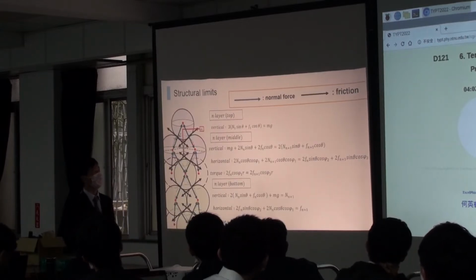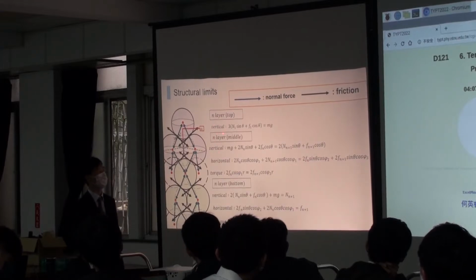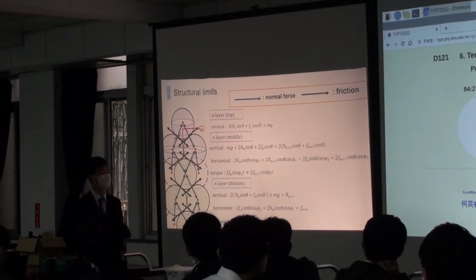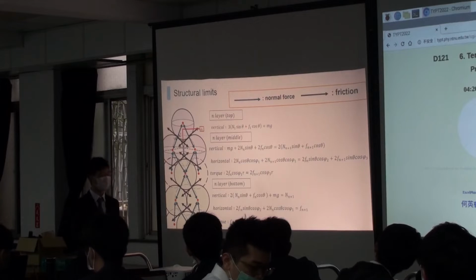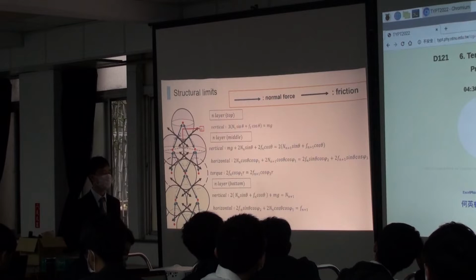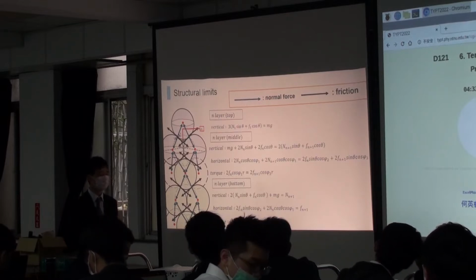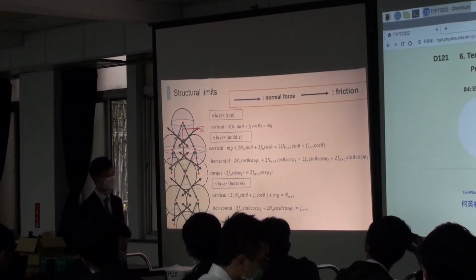And about the structural limits, when we set that there is n layer, the top always looks like this. The vertical forces support the weight of the top. And in the middle part, the vertical force looks like this, and the horizontal force looks like this. And the torque 2F cos phi is equal to this. And the bottom part of the n layer, which means that it is in contact with the surface, such as a table or other surface, will look like this.